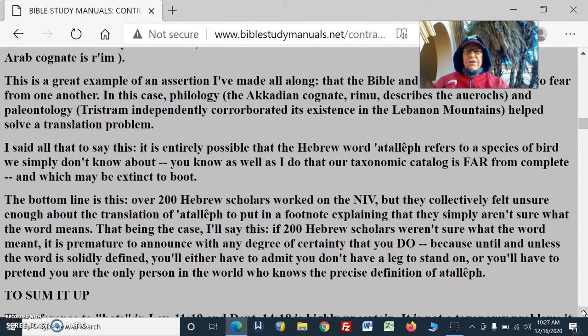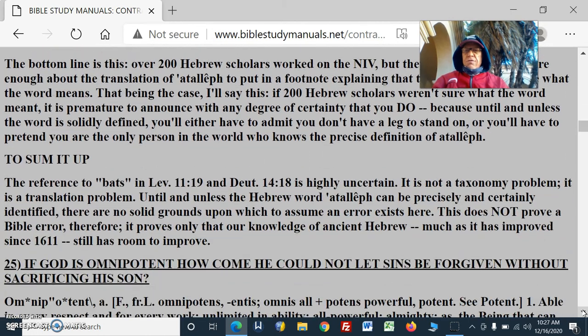That being the case, I'll say this. If 200 Hebrew scholars weren't sure what the word meant, it is premature to announce with any degree of certainty that you do. This guy is an objector. Because until and unless the word is solidly defined, you'll either have to admit you don't have a leg to stand on, or you'll have to pretend you are the only person in the world who knows the precise definition of atallêph. To sum it up, the reference to bats in Leviticus 11:19, Deuteronomy 14:18 is highly uncertain.